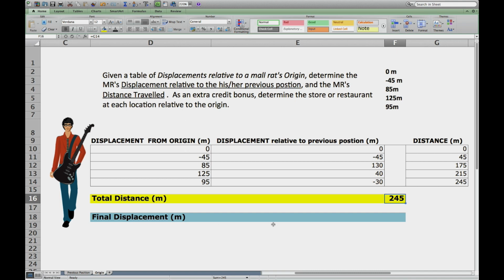And the final displacement is going to be actually 95, something we could have read at the very beginning. We could have done this first even. It's low-hanging fruit. That's what it is, okay? Position 95 relative to the origin. That's what it is.